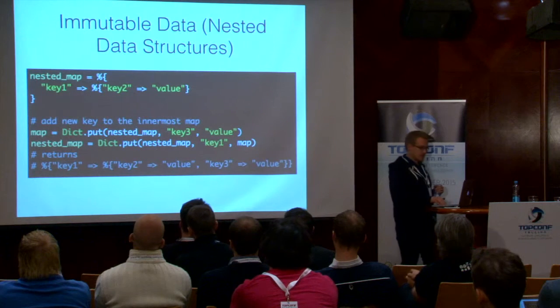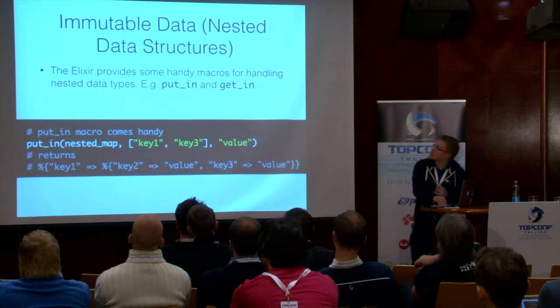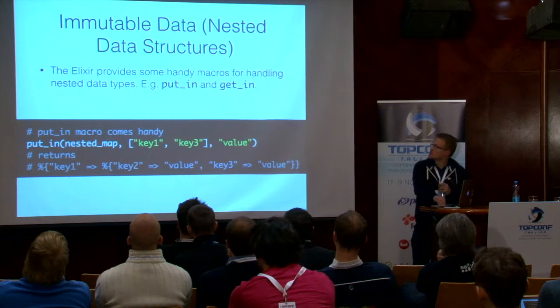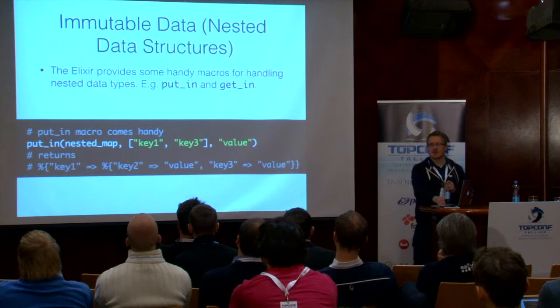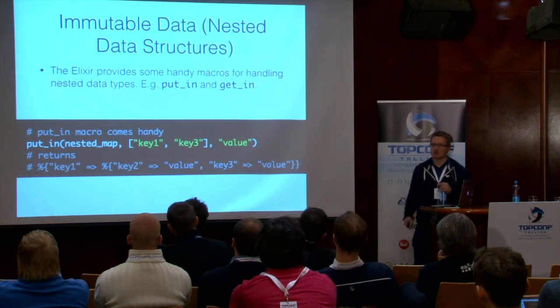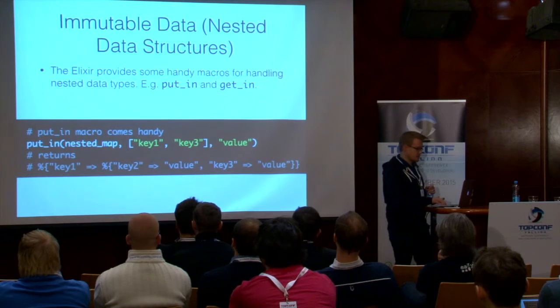I think I'll skip these because we are running out of time. There are a few examples of nested data structures, and because they are immutable, it gets hairy working with them. But Elixir provides some helpful macros for dealing with them. These are similar to, I guess, what Clojure has.